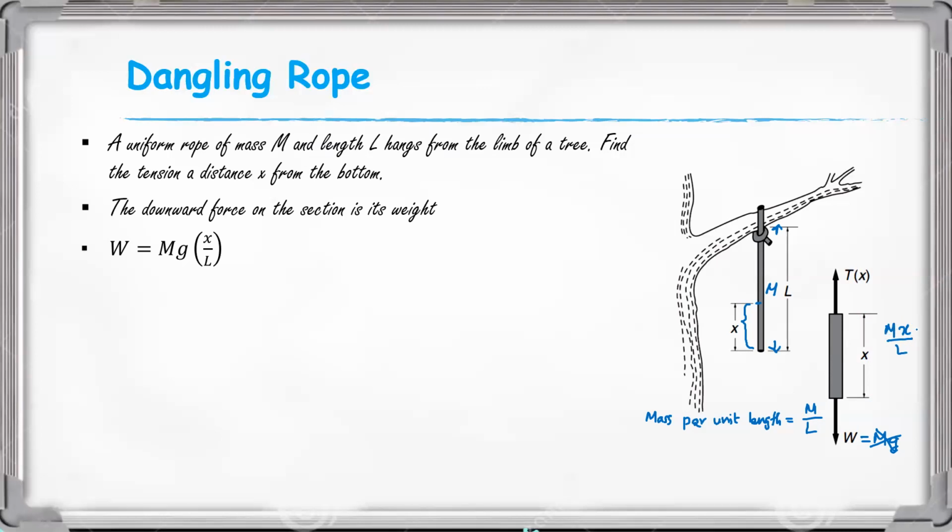So this mass multiplied by g must be equal to this W. It must be equal to, in the place of mass Mx by L, that into g. This is written as mg into x divided by L here.